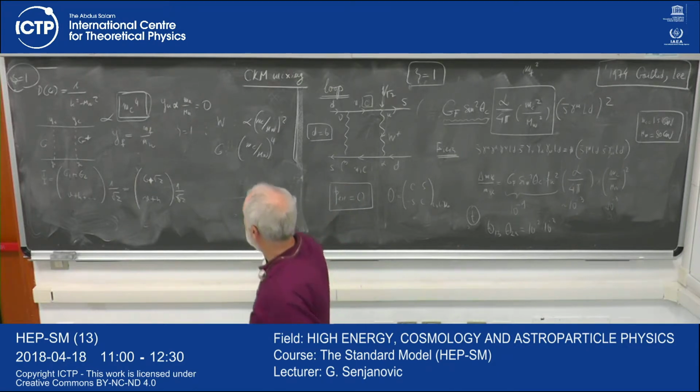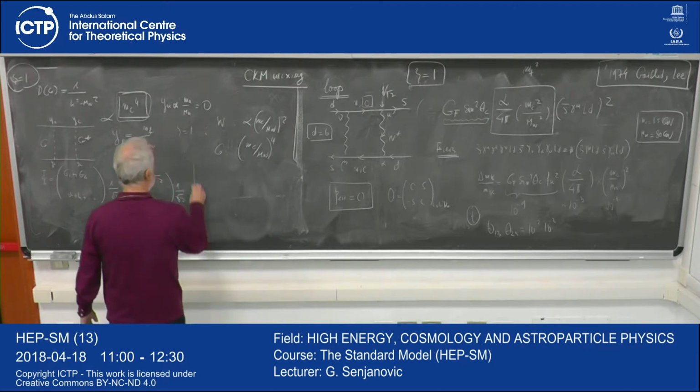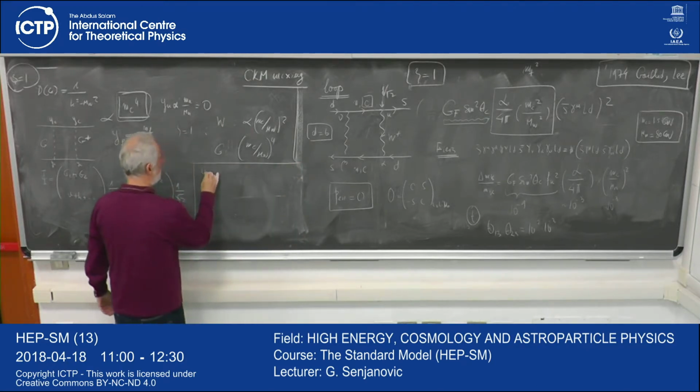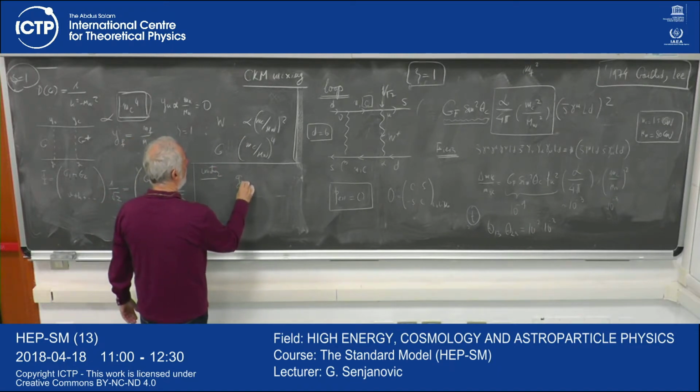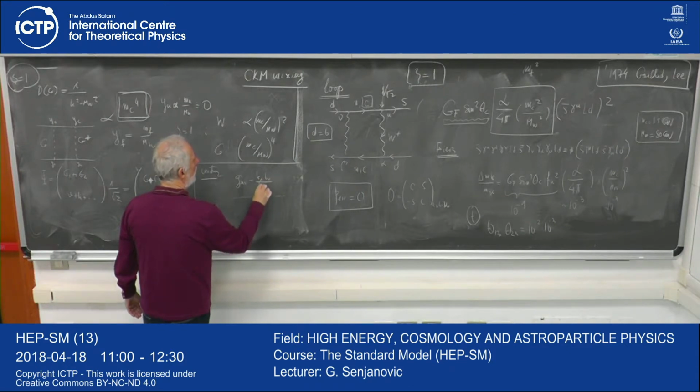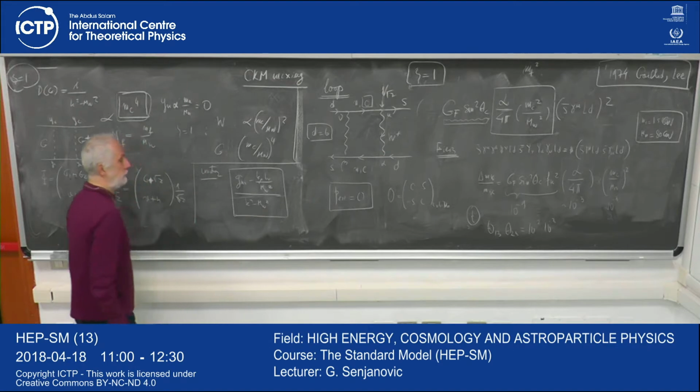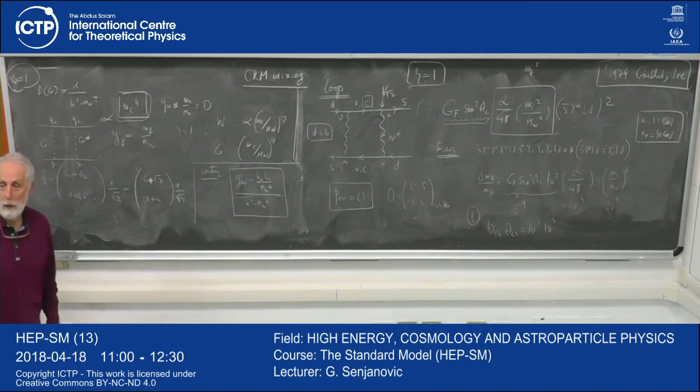Okay. Then you can ask, suppose you go to the unitary gauge. If this is true, in the unitary gauge, what is the propagator? It is g_mu nu minus k_mu k_nu over m_W squared, over k squared minus m_W squared. Unitary means xi equals 0.